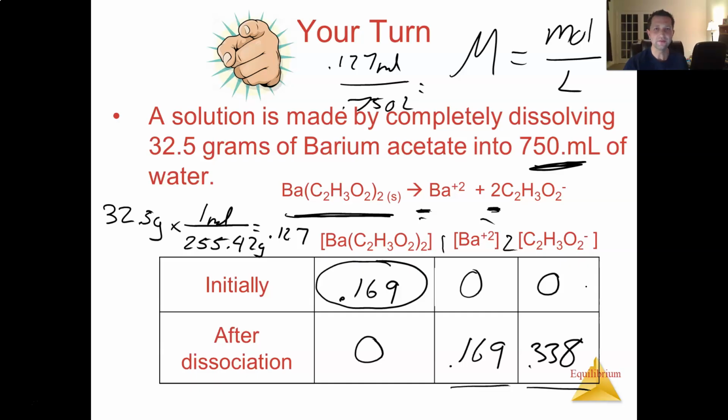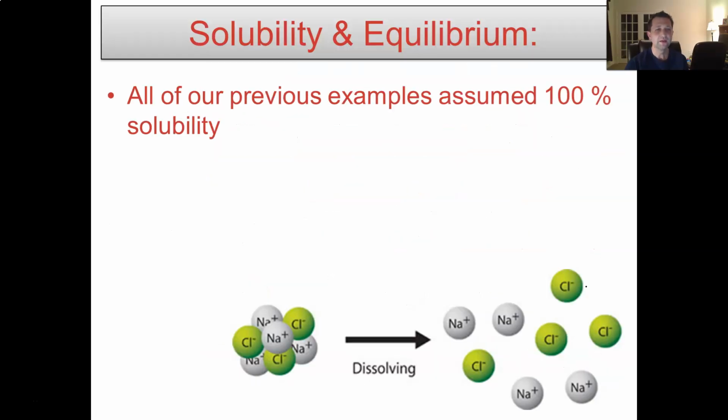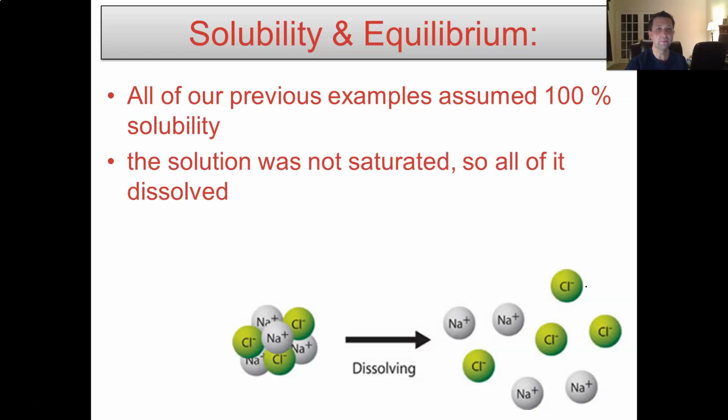So a lot of the solution equilibrium works the same way here. All right, so answers pop up. Looks like we got them right. So all of our previous examples that we just talked about assume 100% solubility, but a lot of the examples we're going to be doing going forward don't assume that. So the solution was not saturated, so all of it dissolved. Those are our previous examples.